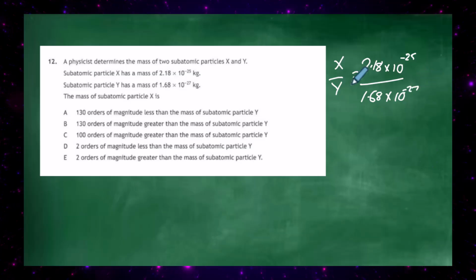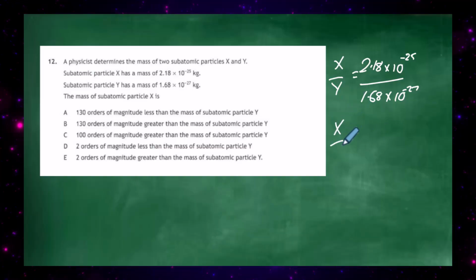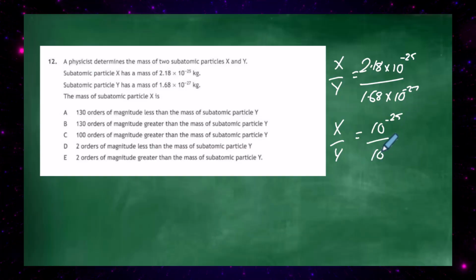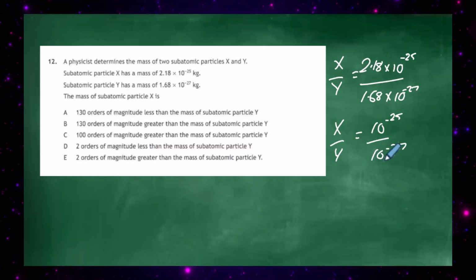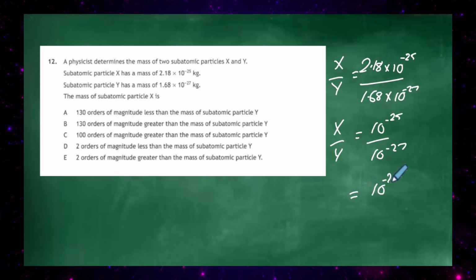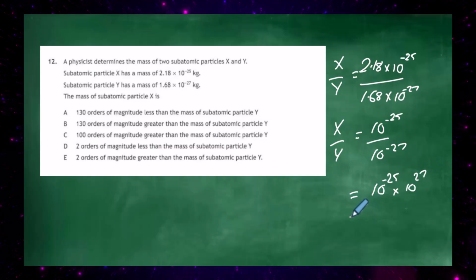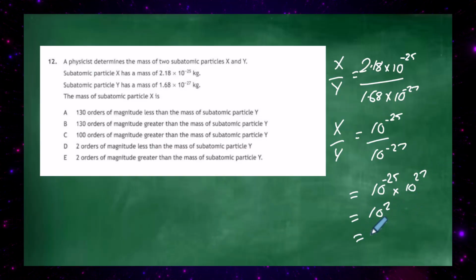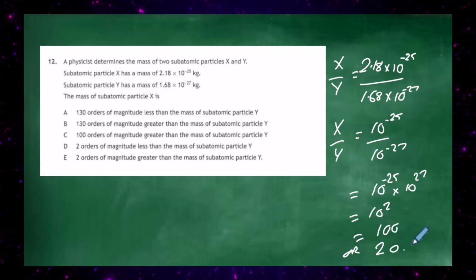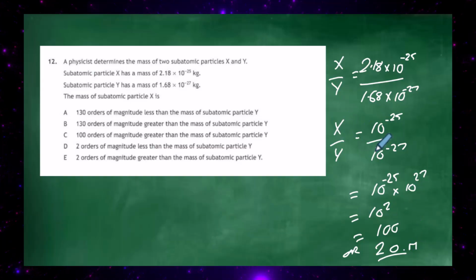Now, for orders of magnitude, we can ignore these figures here because they're roughly the same, in the ballpark. So we're left with the ratio X over Y is 10 to the minus 25 divided by 10 to the minus 27. If you've got a negative power on the bottom, you just bring it up to the top line and change its sign. So 10 to the minus 25 multiplied by 10 to the power 27. That's going to give us a value of 10 to the power 2, which is 100 times, or another way of saying that is 2 orders of magnitude. So we say particle X is 2 orders of magnitude bigger than particle Y.